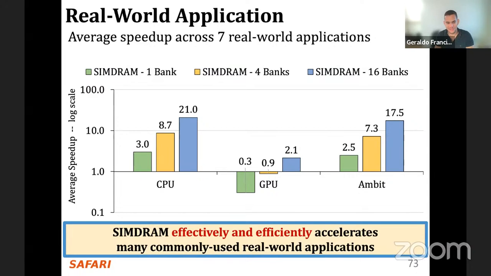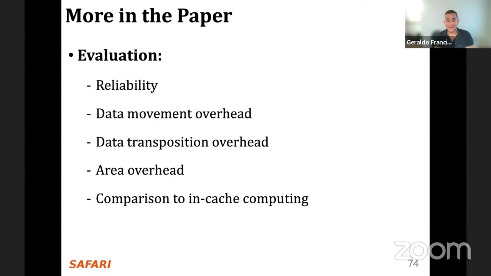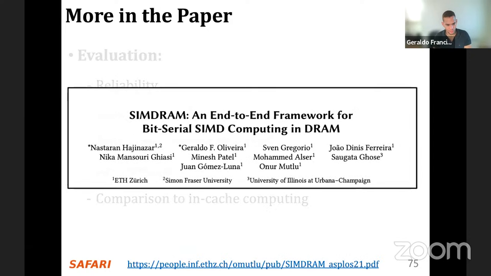As I said, there are many more things in the paper. So we evaluate the reliability of interoperable activations in DRAM, the overhead of moving data within and across subarrays, the overhead of data transposition, the area overhead of our SIMDRAM control unit, and also we compare SIMDRAM with a previously proposed in-cache computing accelerator. So all of that, we invite you to check our paper for more explanations.